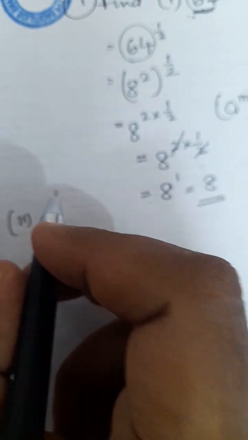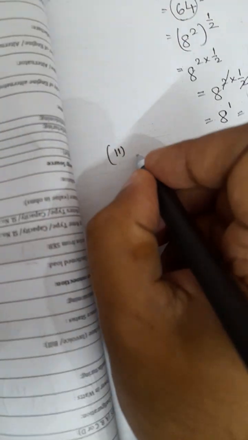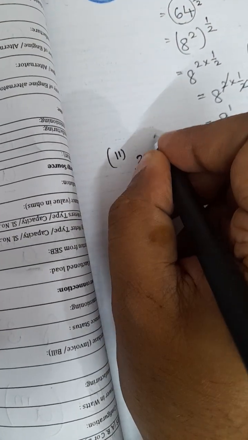Similarly, let's see the second one. The second one says 32 to the power 1 by 5.